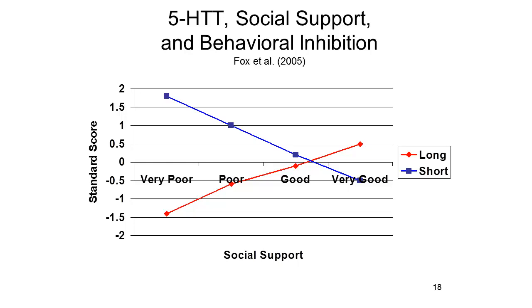They showed very high levels of behavioral inhibition compared to children who had the long genotype, but also low levels of social support. At high levels of social support, the genotype didn't make that much difference. It's the interaction of the genetic diathesis, the short 5-HTT genotype, and low levels of support that makes the big difference.